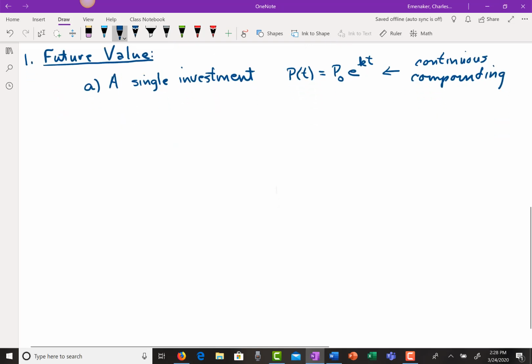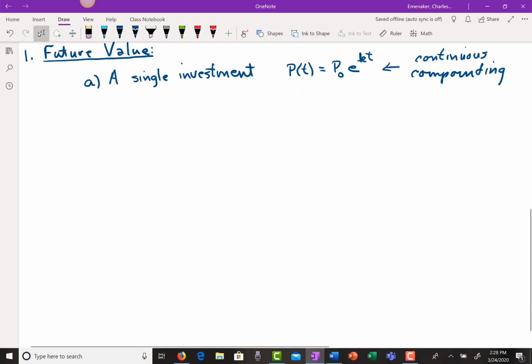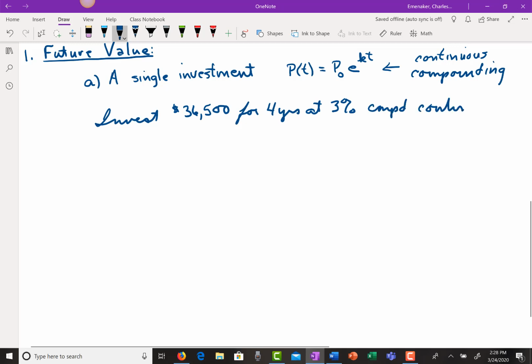Let's take a look at a single investment. And let's say that you invest $36,500. Seems like an odd amount for right now, but it'll make sense here in a little bit. For 4 years at 3% compounded continuously. Because you're just at one point in time handing over a chunk of money, this $36,500, okay, and going to let it sit there for 4 years, we can use this formula that we have here.